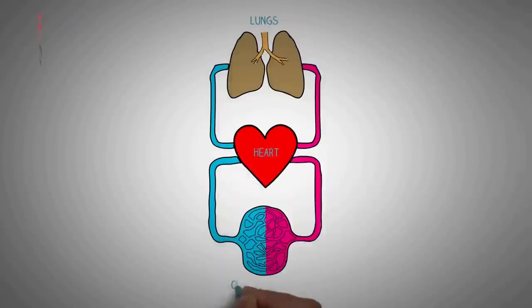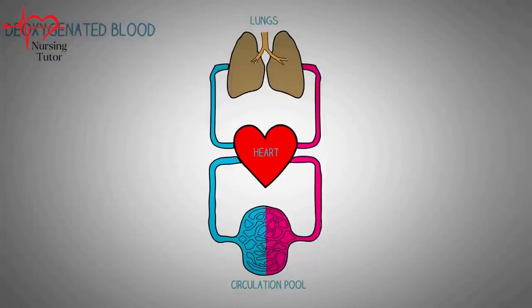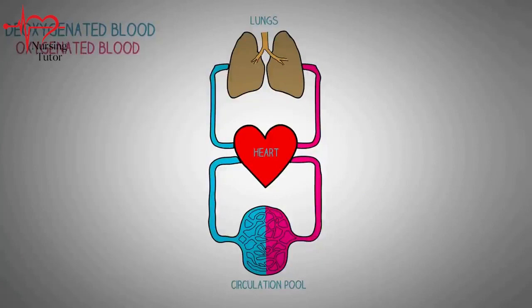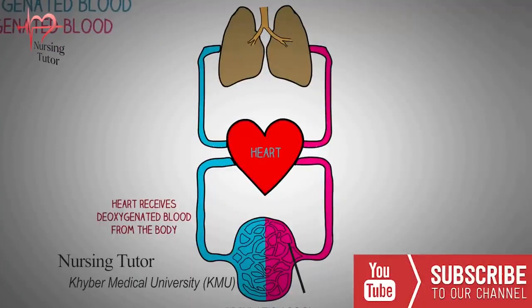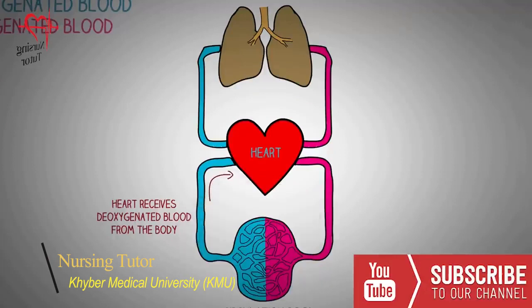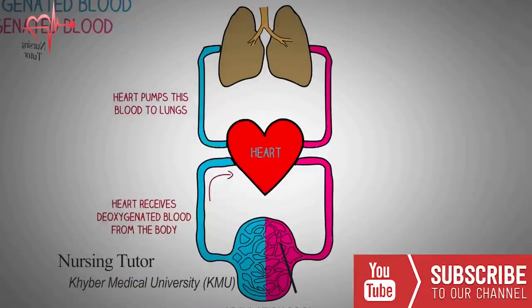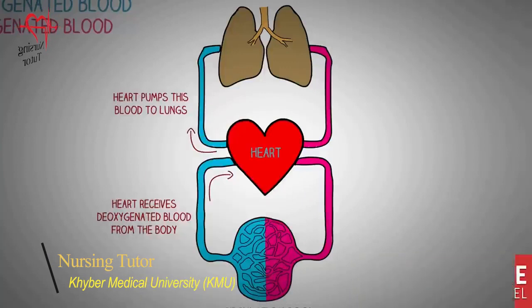In this diagram, you can see the lungs, the heart, as well as the circulation pool of the body, showing the deoxygenated blood in blue color as well as the oxygenated blood in the pink color. The heart receives all the deoxygenated blood from the body through the superior as well as the inferior vena cava. This blood has a low concentration of oxygen and this is then pumped to the lungs through the pulmonary arteries.